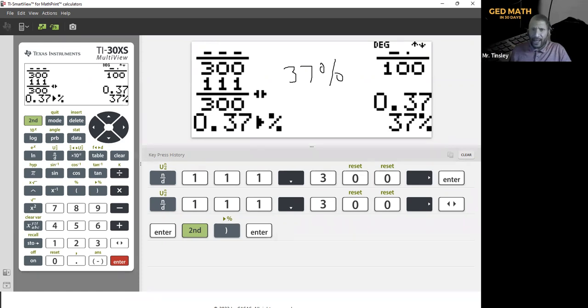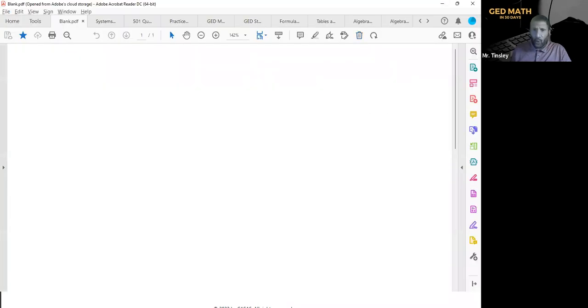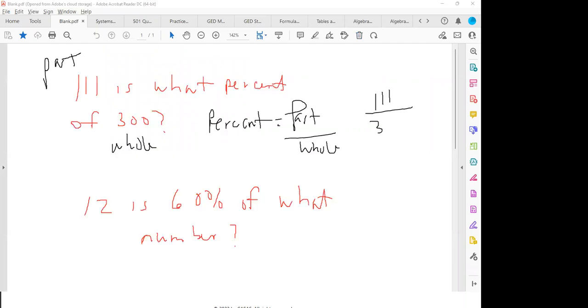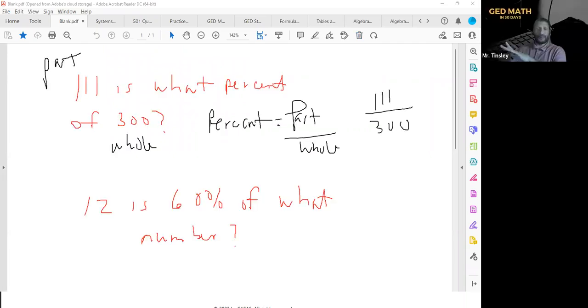Okay, so hold on. Let me save that and let me go back to what I had on the screen before. Let me clear it. Let me minimize this and let me go all the way back so we can get that second problem on here. There we go. Let's do that second one. Okay. 12 is 60% of what number? Again, it's percent equal part over whole.